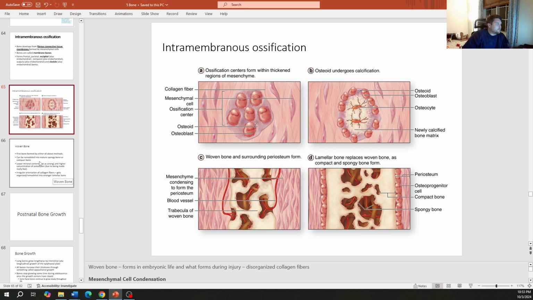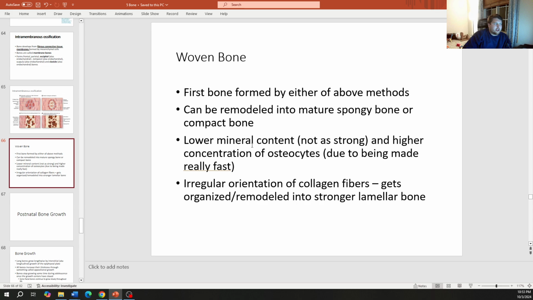Just another note about that woven bone. It's that first bone formed by either of the methods. It's remodeled into the mature spongy bone or the compact bone. It's not as strong because it hasn't been fully developed yet.